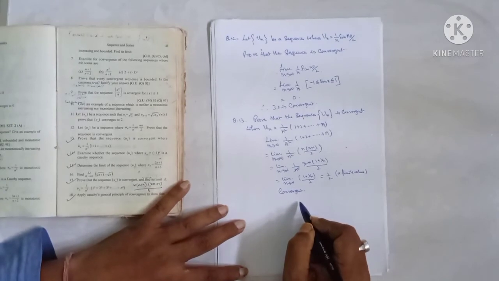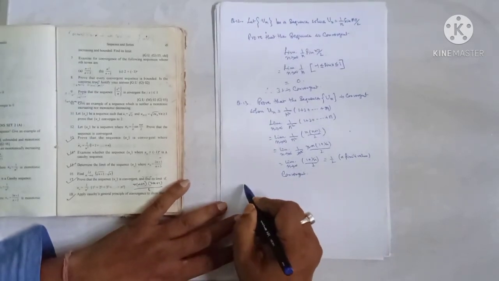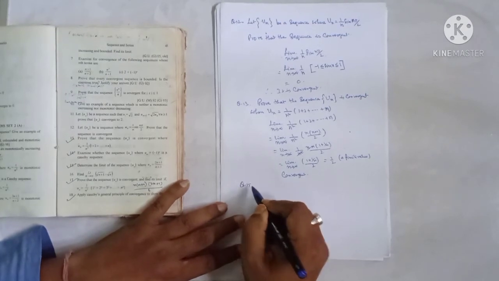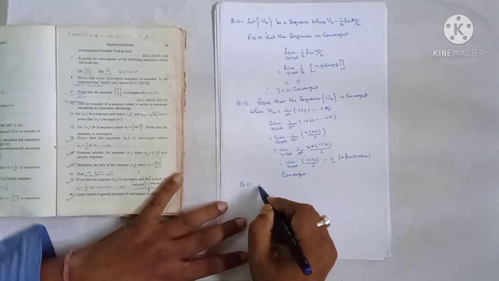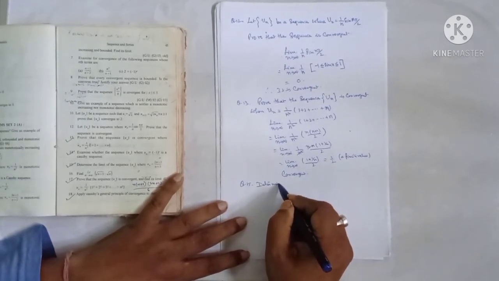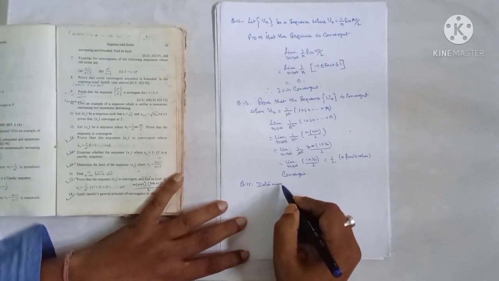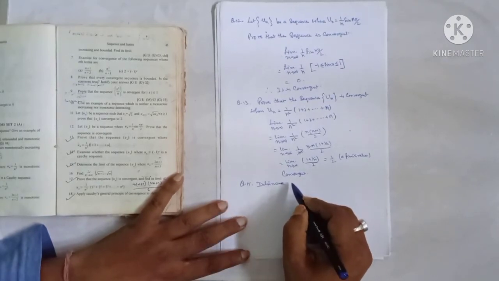Now question number 14, you can do it yourself. So I'm going to question number 15. This is question number 15. Question 14, you can do it yourself. This is given in your example. Proof is given in your example, so you can do it from there.